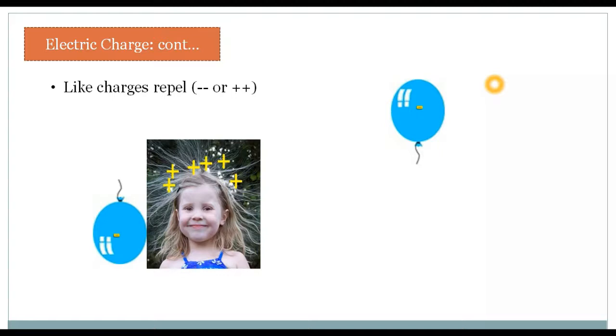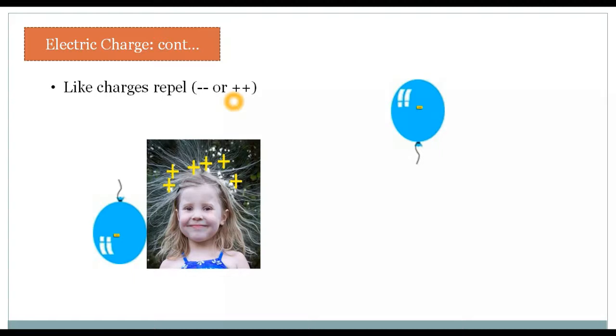Now when you try to bring the balloons closer, what happens? You will see that the balloons tend to go away from each other. It means they will move away from each other, they will repel. So the balloons repel each other. So that is an interesting observation. So this proves that like charges, that means here negative and negative, or you can say positive positive, always repel each other.